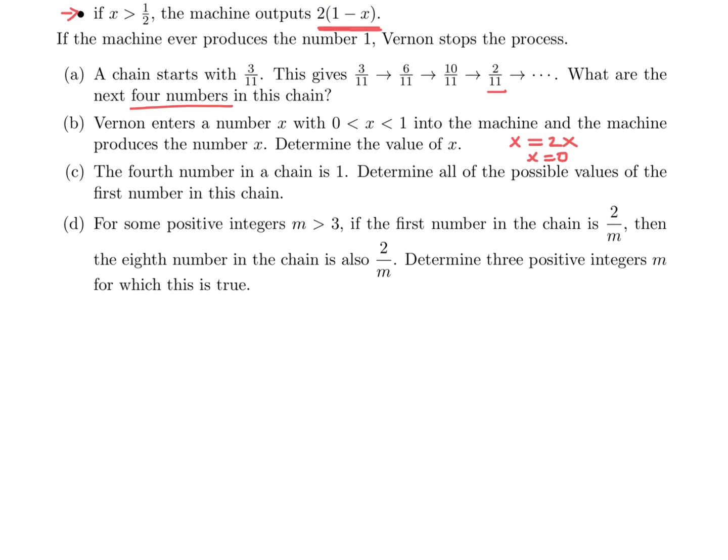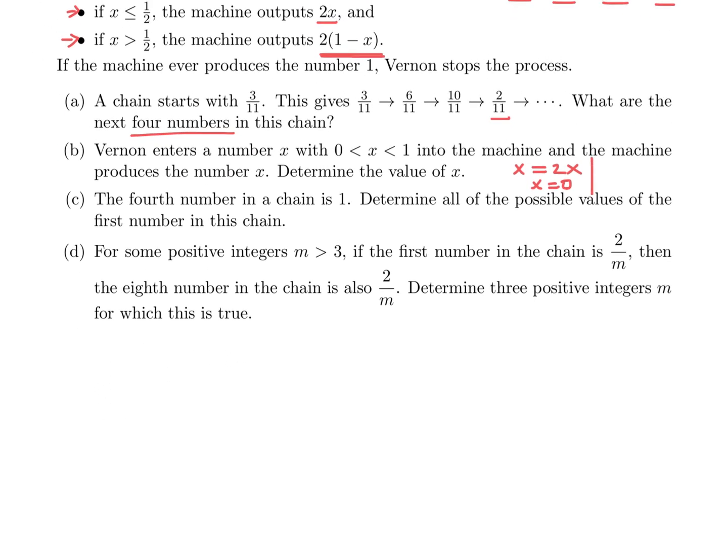So that's not valid. But if x was greater than a half, he would output 2 times 1 minus x. And they're saying that the output is equal to the input. So that means x is equal to 2 minus 2x, and therefore 3x is 2, and therefore x is 2 over 3. 2 over 3 is the answer.